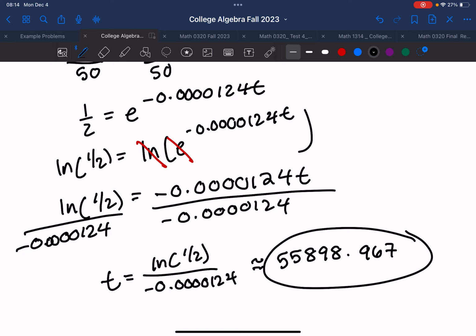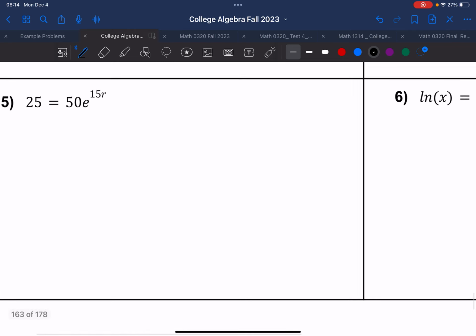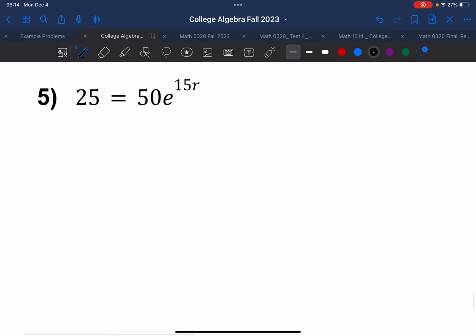Okay, now let's look at number 5. Okay, so same thing we were doing before. Our e is not by itself, so we're going to have to first divide both sides by 50. So I get 25 divided by 50, which is 1/2, is equal to e to the 15r. And then in order to cancel out e, I have to take the natural log of both sides.